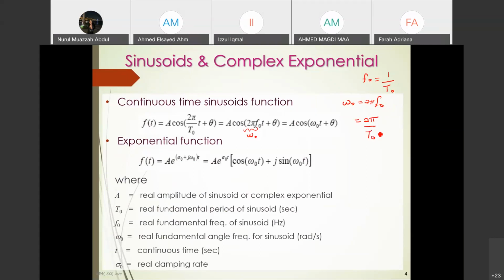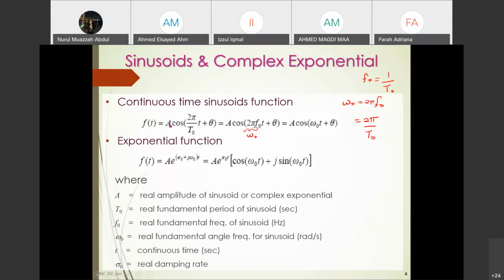That is why when you look at the equation here, it's equivalent to A cos 2 pi over T naught t plus theta. If you look at the explanation, A is the real amplitude of the sinusoid or complex exponential. T naught is the real fundamental period of the sinusoid. Real means it has to be a real number, not an imaginary number. F naught is the real fundamental frequency in terms of hertz, and omega naught is the angle frequency in terms of radian per second.